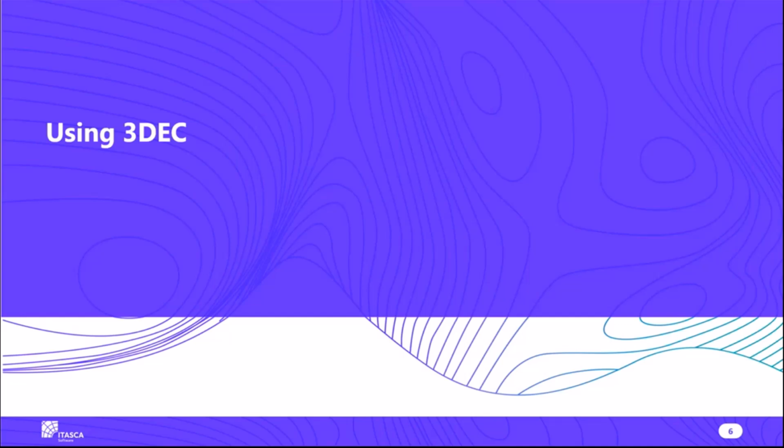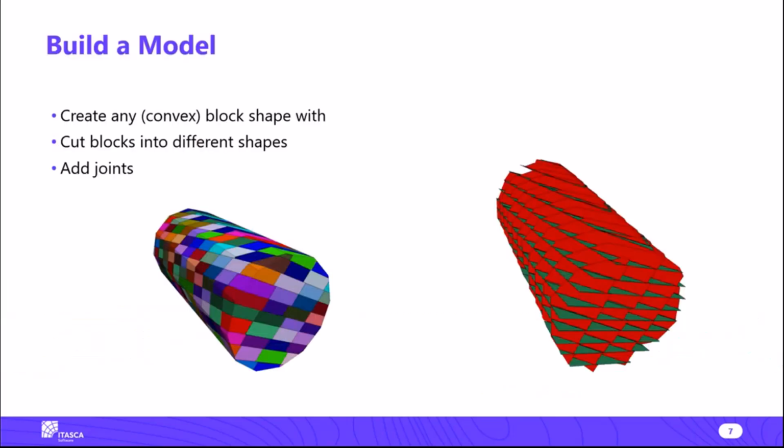Okay, so that was the 5-second overview of what 3DEC is. And here's the 5-minute overview of how you go about using 3DEC. So the way traditionally it works is that you build a model by starting with a block, or maybe more than one block. There are built-in commands that allow you to build different shapes. In this particular case, you can see I started with a many-sided cylinder, but often you just start with a block or something else.